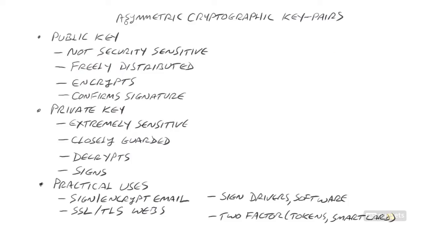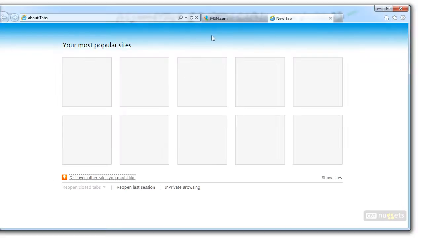Now let's take a look here at asymmetric, or asymmetric, depending on how you want to pronounce it, you know, potato, potato, but asymmetric cryptographic key pairs. And with this, we have a public key and a private key. Now, let's address the public key. This is not security sensitive. You can take the public key and send it to your friends and neighbors. You can impress everybody with your vast knowledge of the public keys.